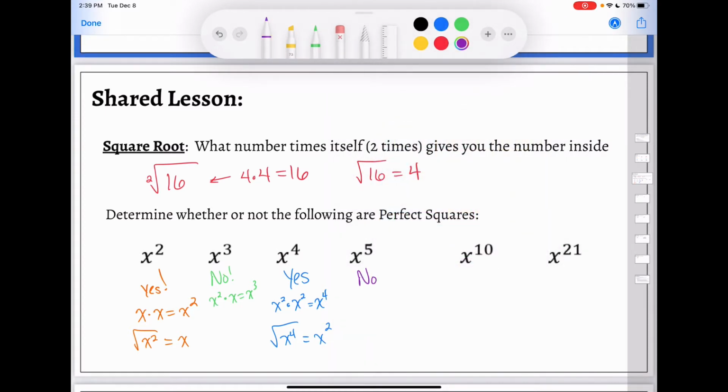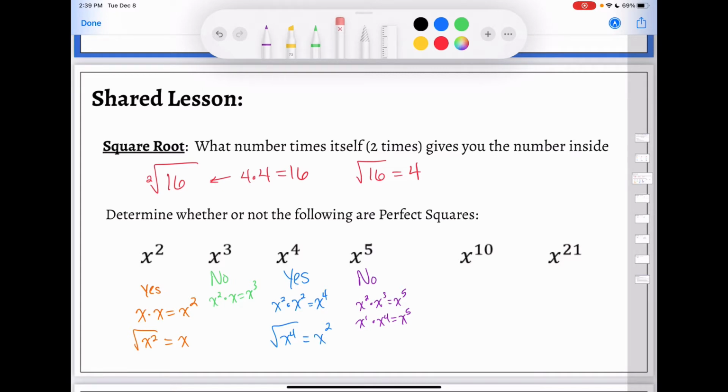I think x to the fifth is a no. That would have to be x to the second times x to the third. It could be x to the first times x to the fourth, but nothing times itself would give me x to the fifth. So are you noticing a pattern here?